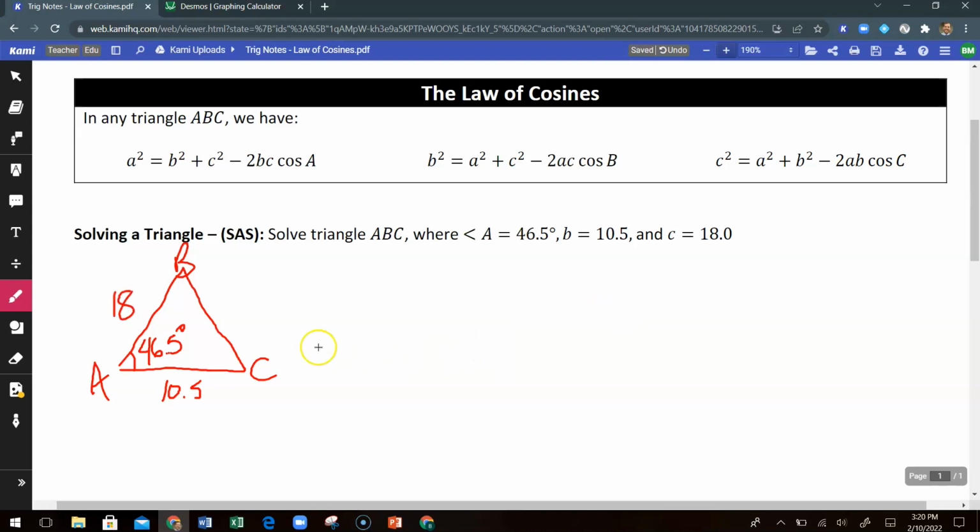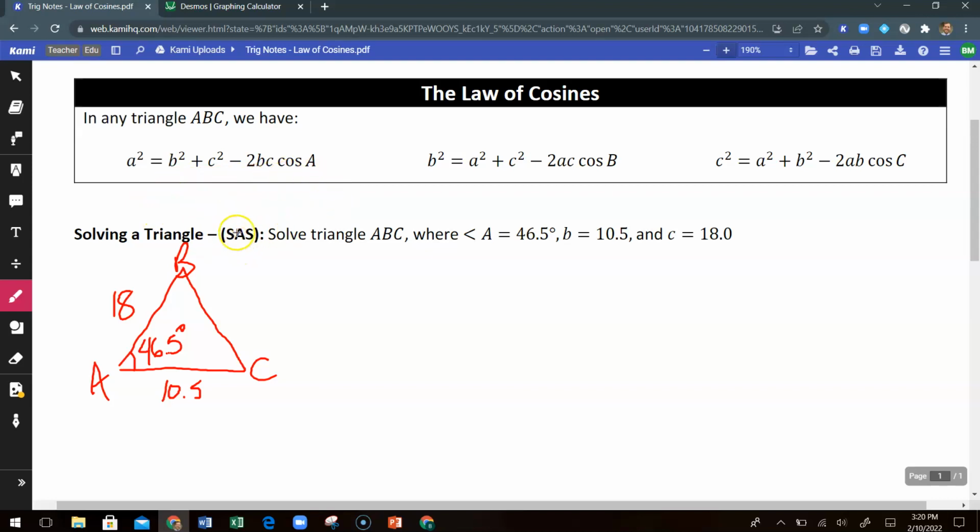So as you can see, what I'm given is side angle side, and I don't have a side length and the angle across from it. So like I said, I can't do law of sines. I'm going to have to do law of cosines.